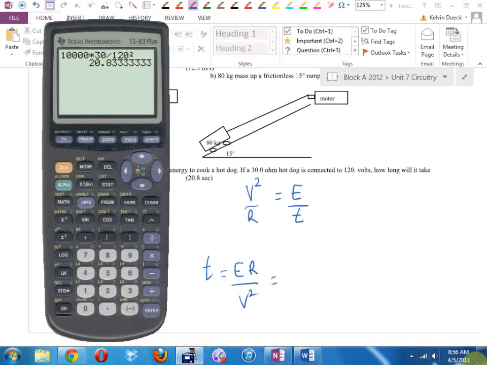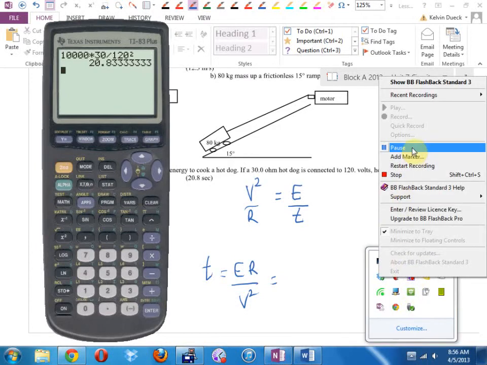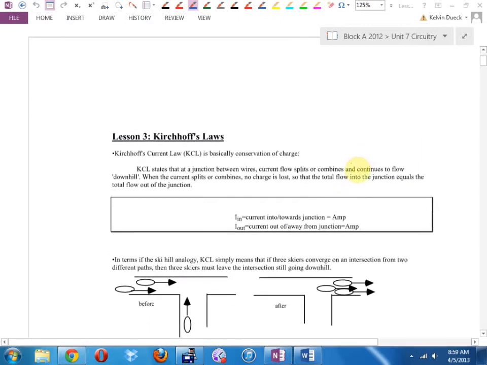Today, we're going to learn the rules to analyze circuits. Kirchhoff's laws, named after Kirchhoff, a Russian scientist who did a lot of work with circuitry. This is the fundamentals to analyzing a circuit. There are 2 of them, and I'm going to go back to my ski hill analogy. Kirchhoff's Current Law, which we can abbreviate as KCL, is basically a conservation of charge.